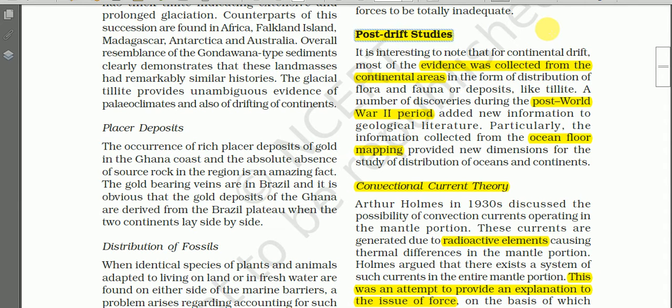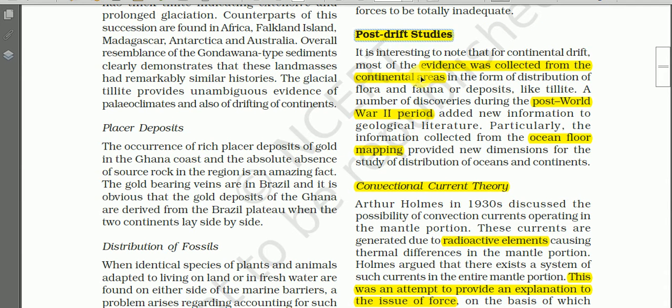Post-drift studies. Post-drift studies here implies studies after the continental drift theory. Okay, studies and discoveries after the continental drift theory. You have learned that continental drift theory was propounded in the year 1912, and after that so many studies have been done. And what are those studies?